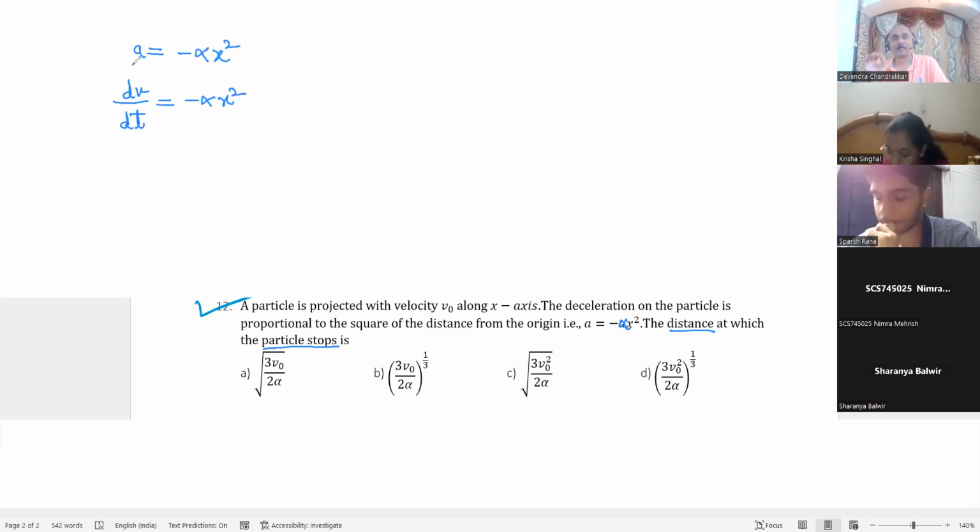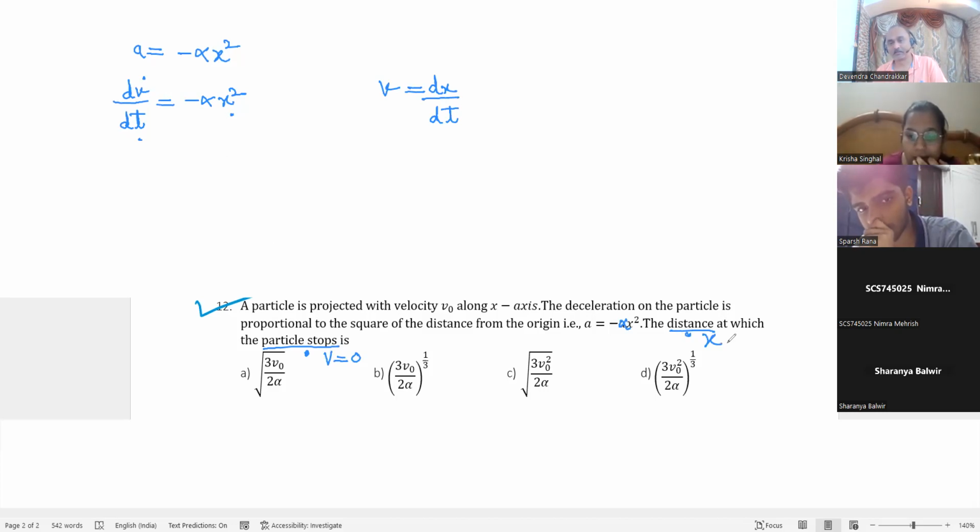In the variable acceleration case, this is the first step. If velocity is given to you, write it as dx by dt. If acceleration is given to you, write it as dv by dt. Now, there are three variables here, v, t and x. Now, you need to convert it into any two variables. But it is saying distance at which the particle stops. So particle stops means velocity is 0, distance is x.